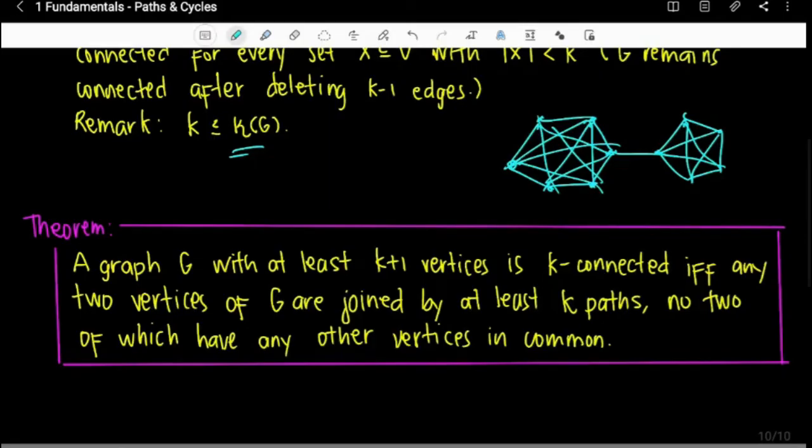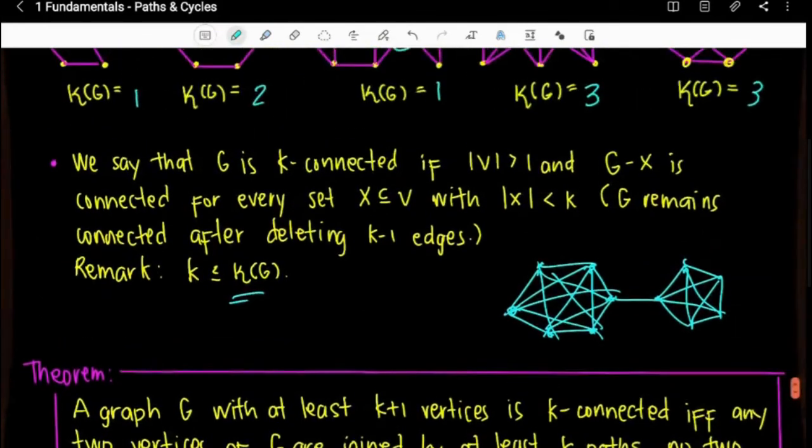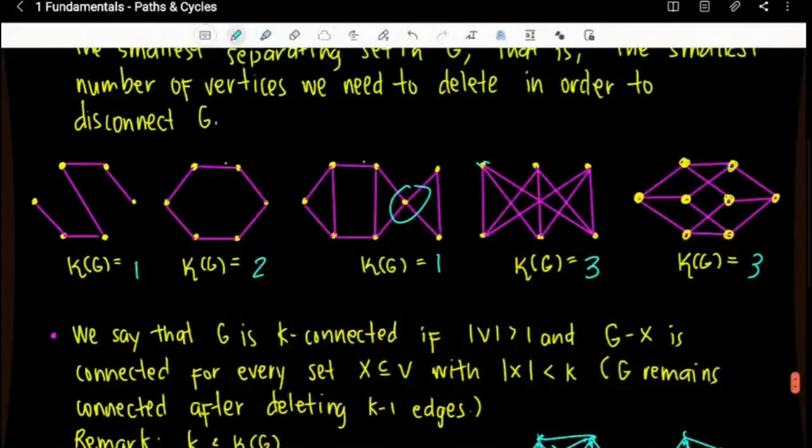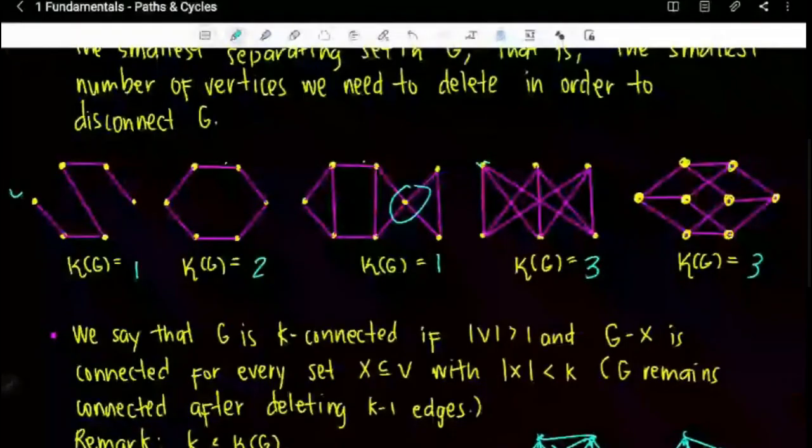So, that will dictate how connected your graph is. So, the graph G with at least K plus 1 vertices is K connected if and only if any two vertices of G are joined by at least K paths. So, for example, here, there's only one path connecting U and V.